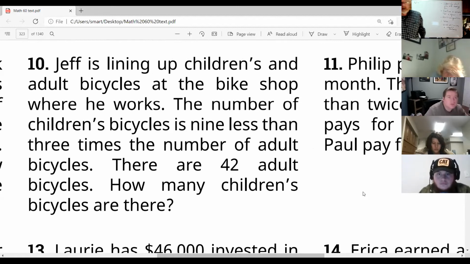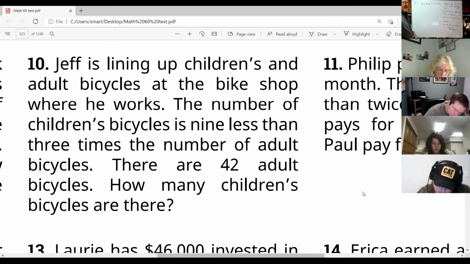Jeff is lining up children's and adults' bikes. The number of children's bikes is 9 less than 3 times the number of adult bikes. There are 42 adult bicycles. How many children's bikes? Oh, too many pieces here, right? So please think of this with me. To begin with, well, it says there are 42 adult bikes. So how many children's bikes? Not quite too complicated. How many children's bikes? That's what we're looking for, right? How many child bikes?